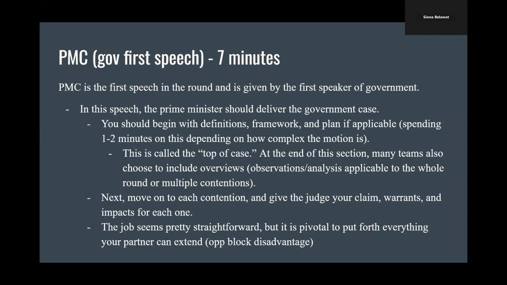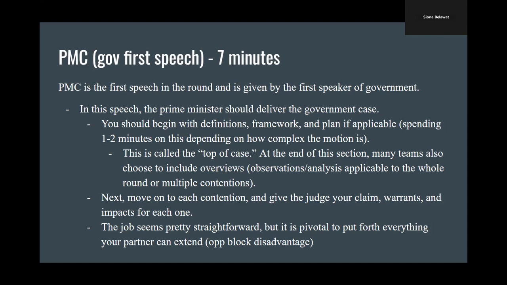Next, after you're done with your top of the case, you move on to each contention. Now, it is very basic. You should only have two or three contentions unless you really, really need a fourth one, but make sure that all of your contentions are unique. What I mean by this is that if your contention one is economic benefit, don't make your contention two about poverty, because they essentially achieve the same things. The impact of both of those is going to be the same.